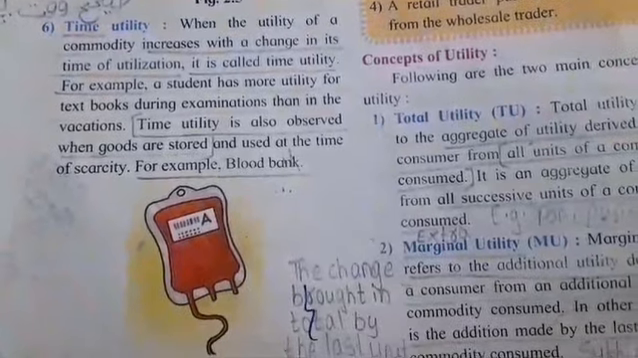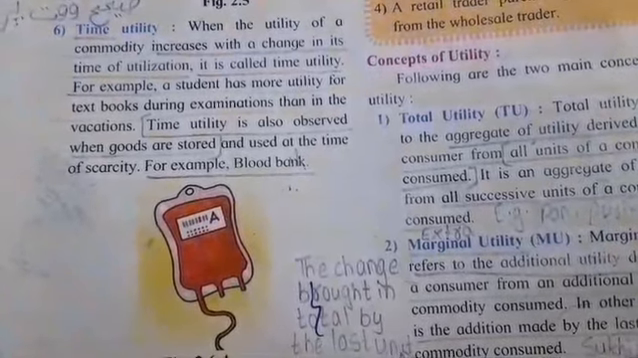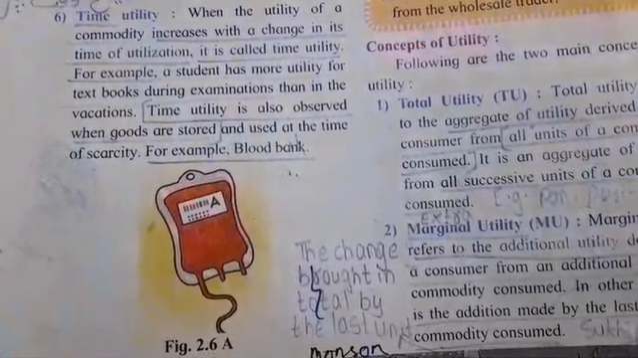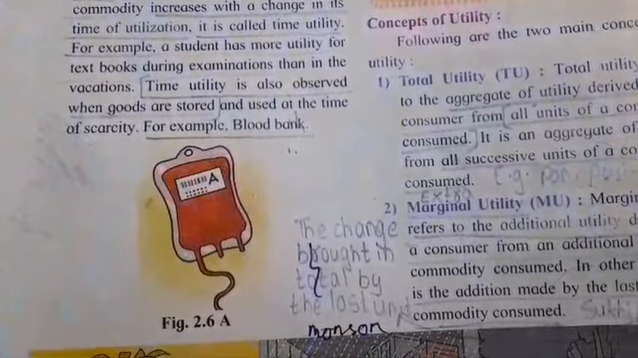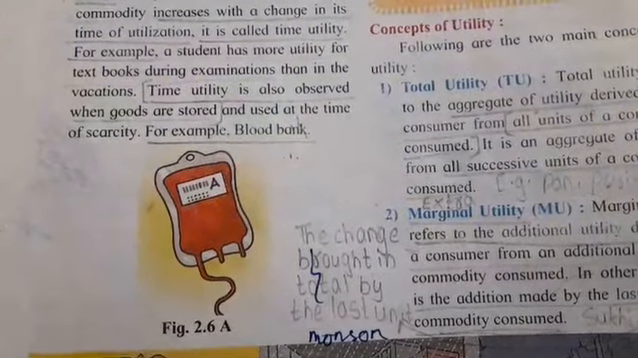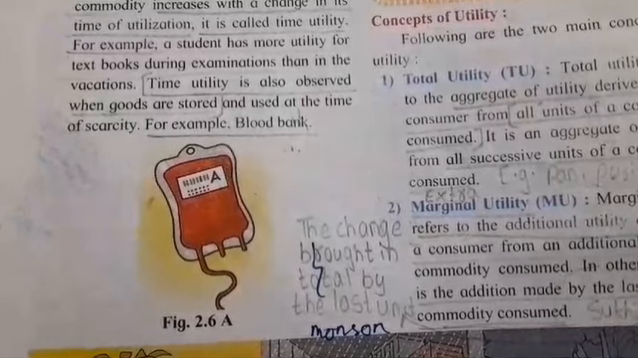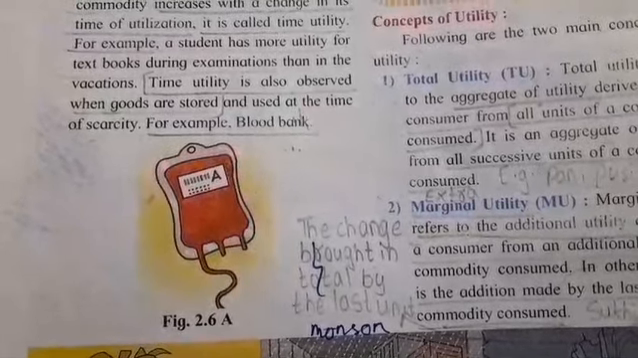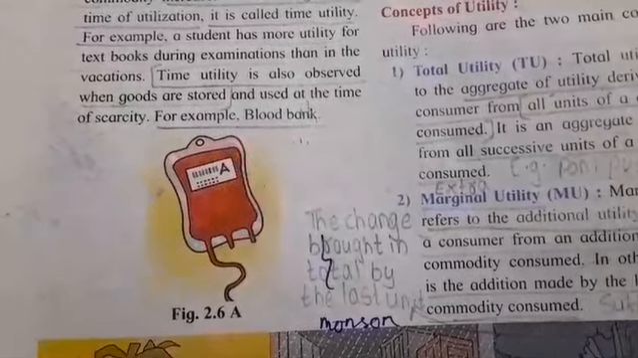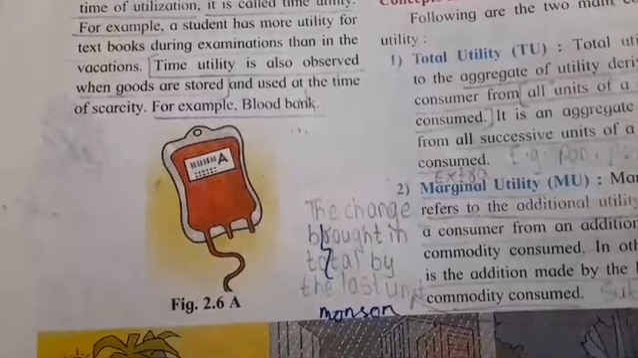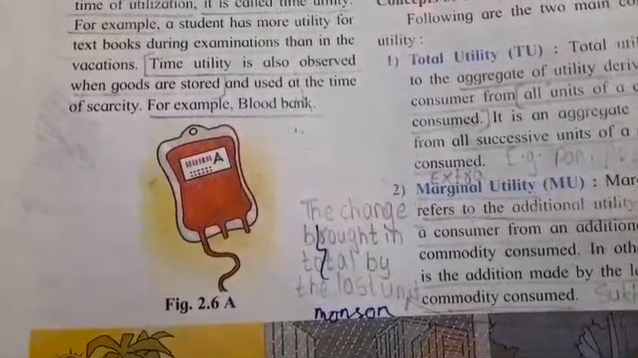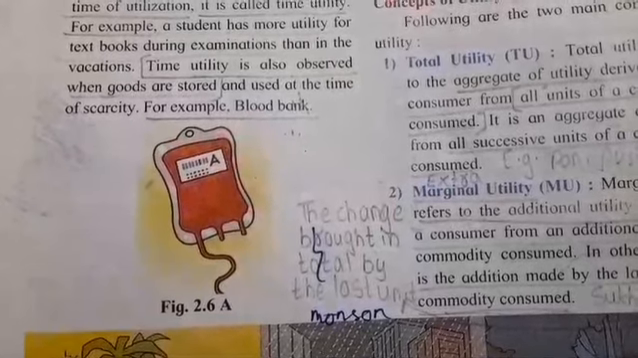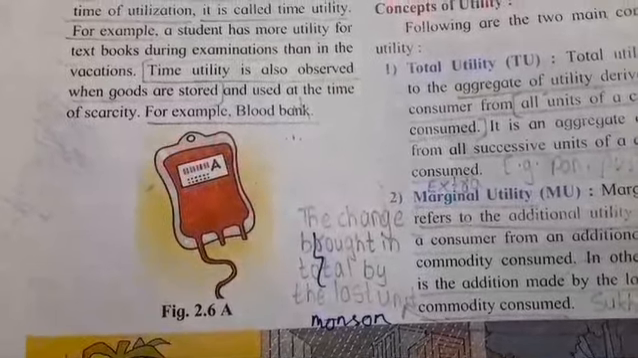Sixth, time utility. When the utility of a commodity increases with a change in its time of utilization, it is called time utility. For example, a student has more utility for a textbook during examinations than in the vacations. Time utility is also observed when goods are stored and used at the time of scarcity. For example, a blood bank.